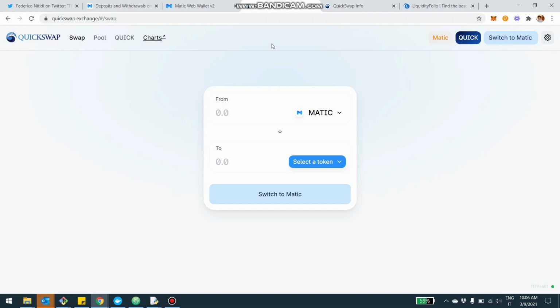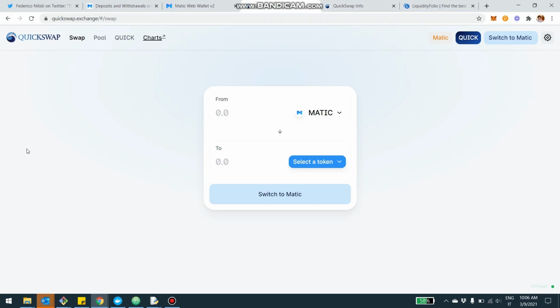You can provide it to a decentralized exchange on Matic. Now, there is a bunch of them coming to Matic. The biggest one right now is called Quickswap. I know there's also SushiSwap coming to Matic as well, so they will have a version of the SushiSwap exchange on the Polygon Matic network.